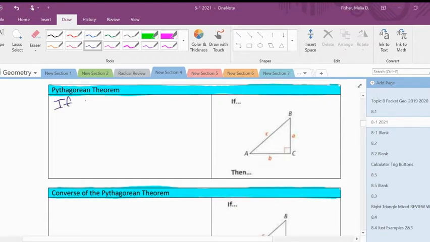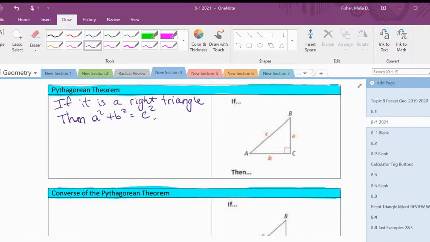It is a right triangle. If it is a right triangle, then a squared plus b squared equals c squared. So if it's a right triangle, then a squared plus b squared equals c squared.